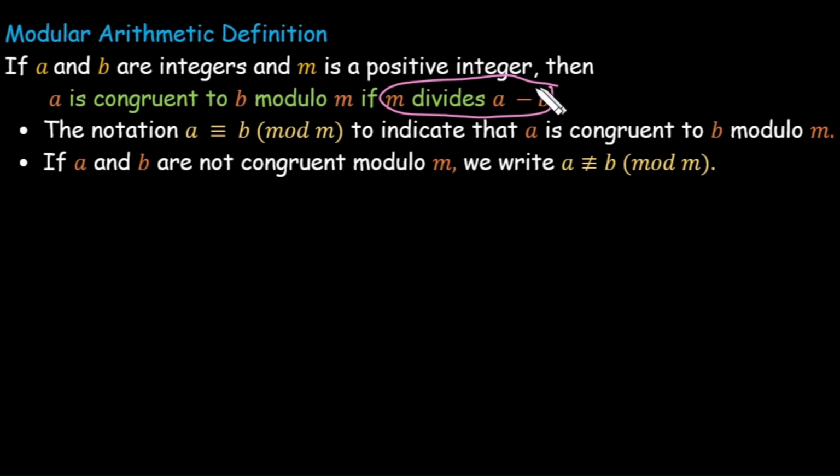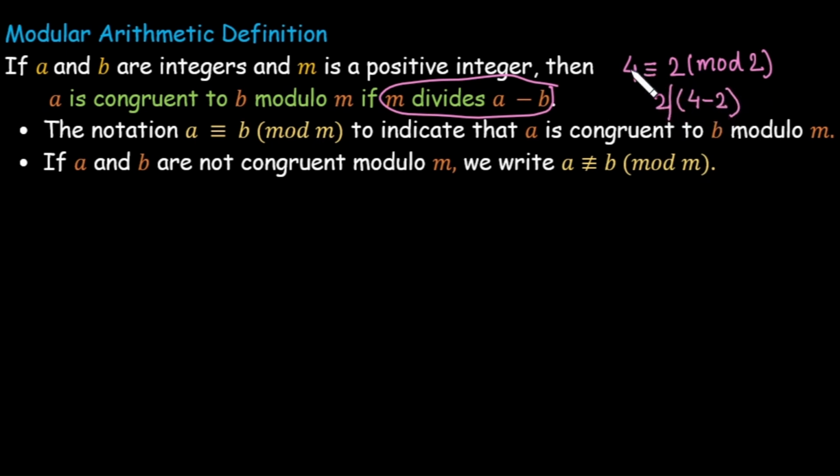Let's take an example. If we write 4 is congruent to 2 mod 2, it means we just need to check whether M, which is 2, divides 4 minus 2 or not.